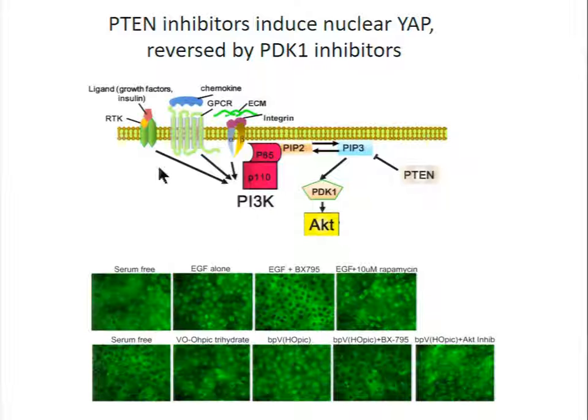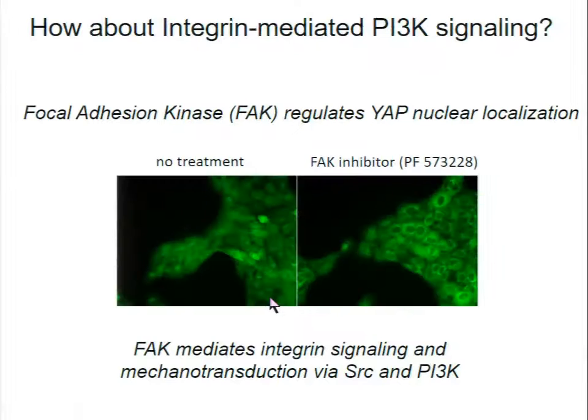If that's the case, then one might imagine that other things that regulate PI3 kinase are important. And what we showed here is experiments looking at PTEN. PTEN counteracts the PI3 kinase pathway by dephosphorylating PIP3. And what we see is that, in fact, PTEN inhibitors send YAP into the nucleus, because by inhibiting PTEN, you're activating the PI3 kinase pathway.